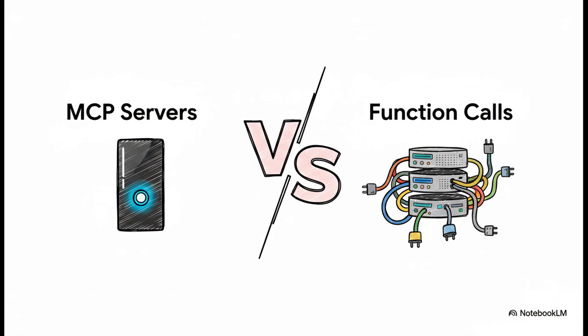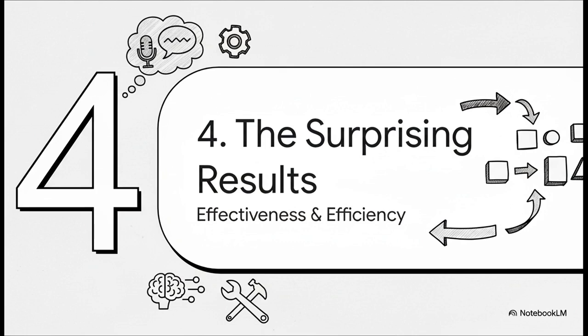Then came the main event. The researchers put these new, standardized MCP servers head-to-head against the older way of doing things, which is known as function calls. You can think of function calls as more of a direct, custom-built connection. The goal was simple. Which one is actually better? Okay, let's get to the results because this is where things get really, really interesting. The findings were not at all what you might expect.